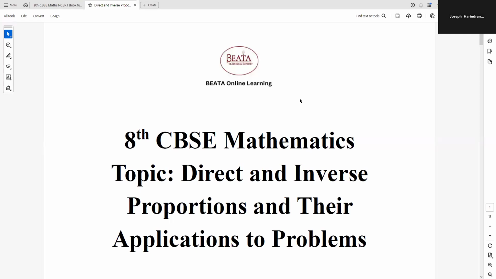In this session for the 8th standard CBSE Mathematics, we are going to discuss the topic direct and inverse proportions and their applications to practical problems.